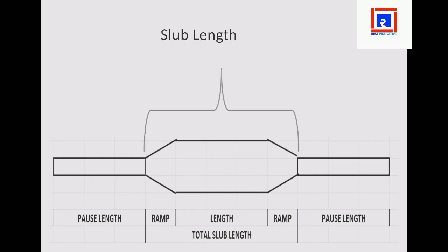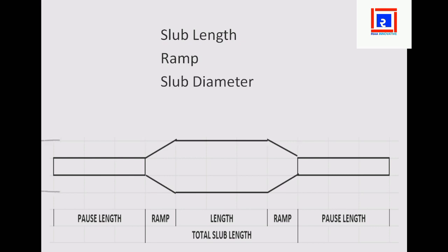Diameter difference to the end point of diameter difference is slub length. Ramp. It is the starter required to give before and after slub. It is required for slub having diameter above 250% and length above 50 mm. Slub diameter. It is the increase in yarn dia with respect to the normal yarn. Pause length. Normal yarn between the two slubs is called pause length. Frequency. It is number of slub in 1 meter or 100 meter yarn length.